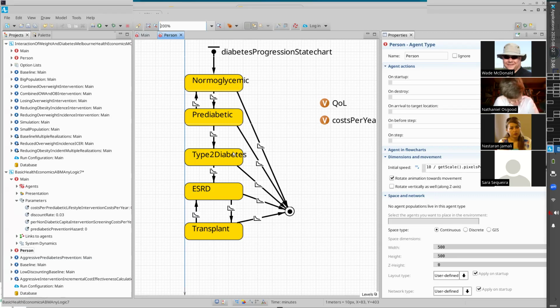So what we have here in this single state chart is a depiction of stages of risk associated with individuals in the population with respect to dysglycemia. We have normal glycemic people up here on the top, people whose blood sugars are in balance. We have pre-diabetic individuals, individuals who are at risk of developing diabetes but haven't done so.